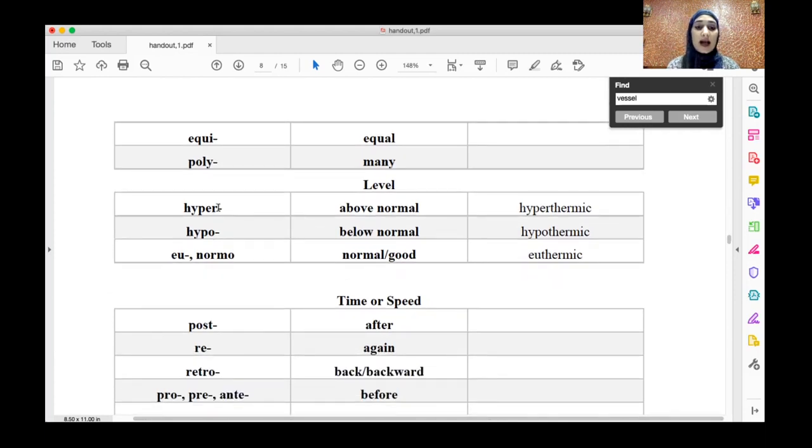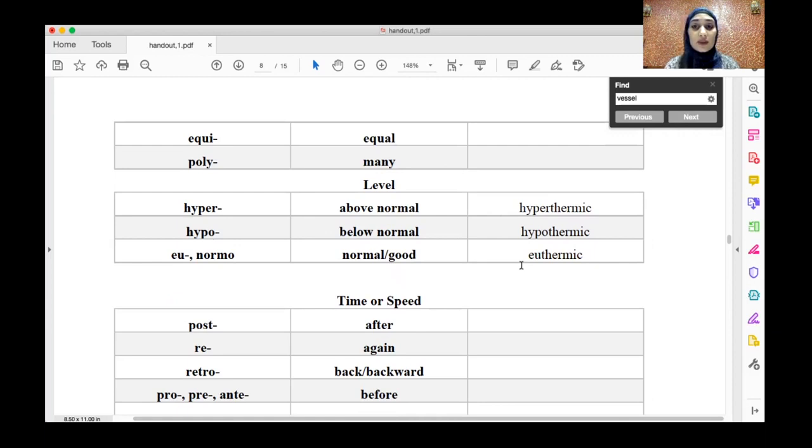For the level, hyper means above normal, like for example, hyperthermic means above the normal body temperature, and we have hypo, which means below, like hypothermic, below the normal body temperature. We have eu, which means normal or good, like euthermic.